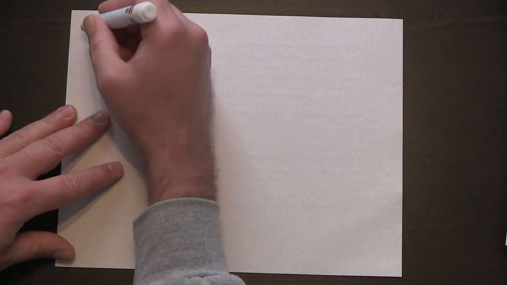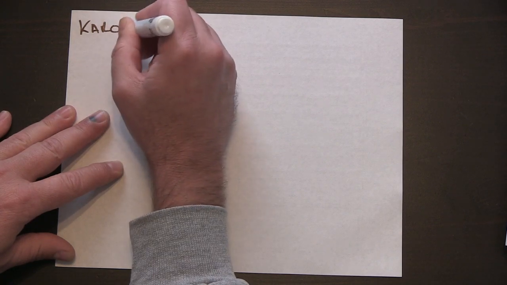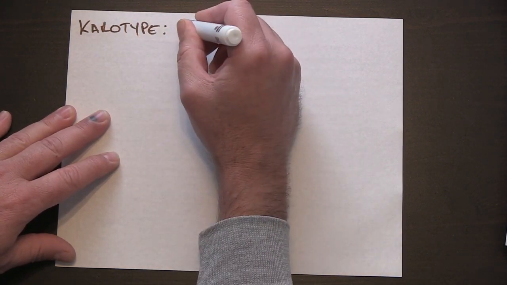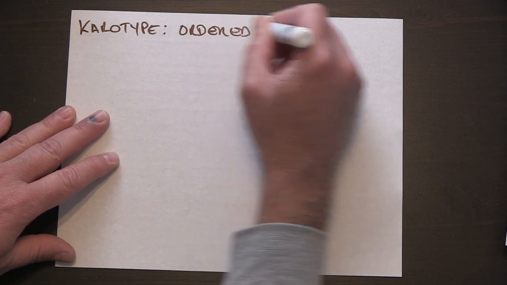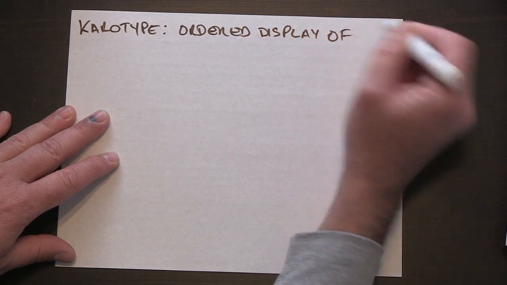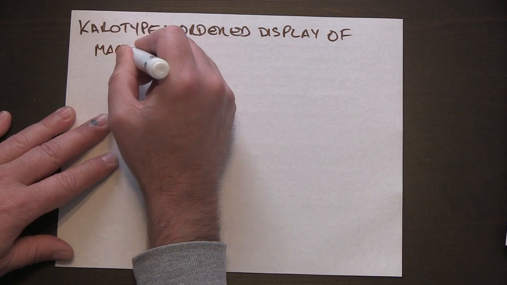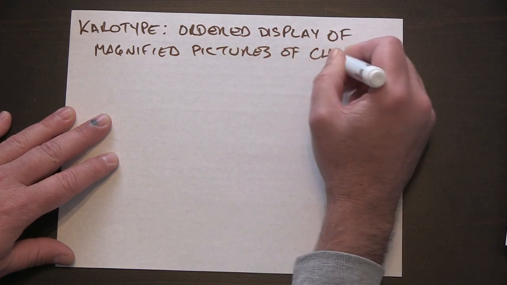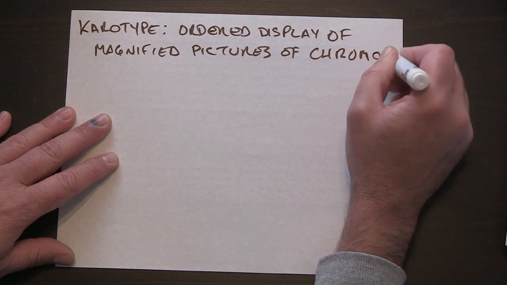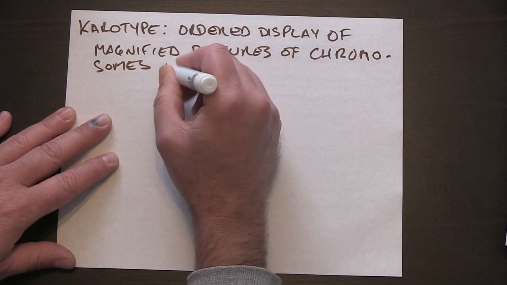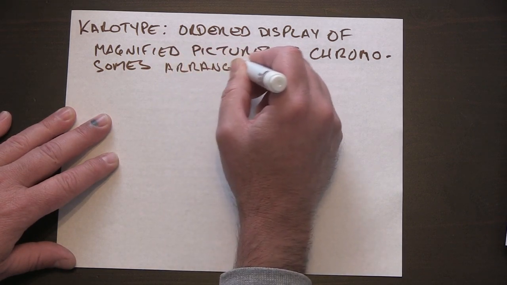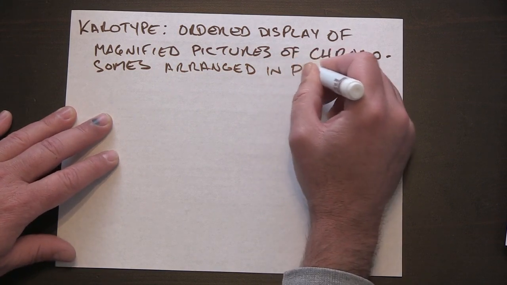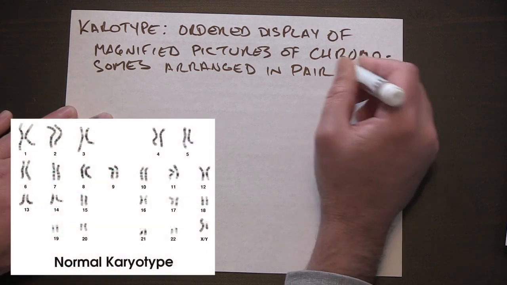One of the ways that we can diagnose whether or not a non-disjunction has occurred is we just take a picture, basically, of the chromosomes, and we can look at them. So we would use a microscope. This is basically, let's call this an ordered display of the magnified images of the chromosomes, so we can look at them like on a computer screen. And they will cut and paste them and arrange them so that they're lined up with their homologous chromosome.